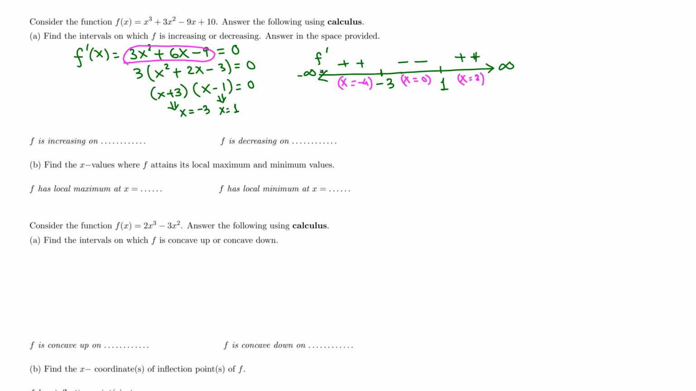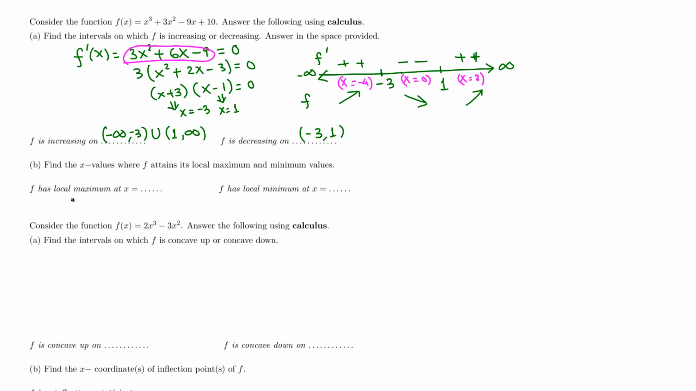And we know that when the derivative is positive, the function is increasing. Derivative negative means decreasing on this interval, increasing again. So the answer is now f is increasing on negative infinity through negative 3 and 1 through infinity, and decreasing here on negative 3 through 1.